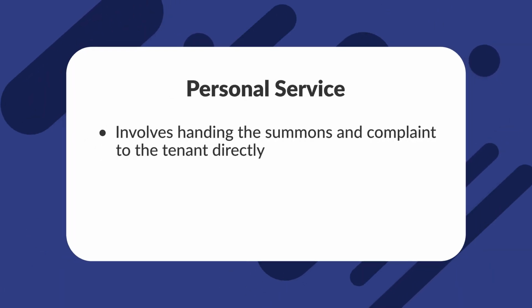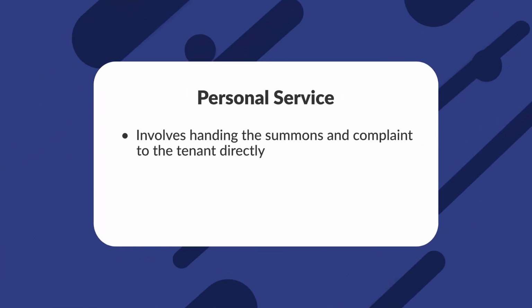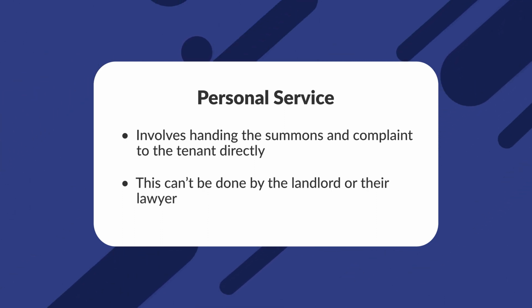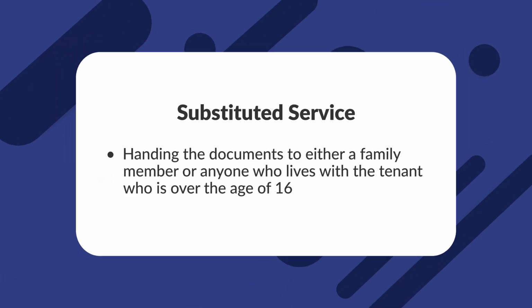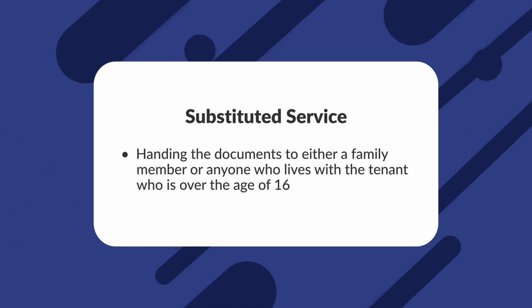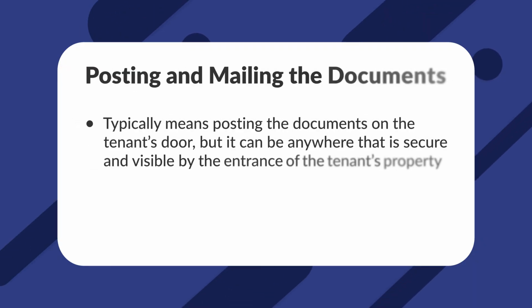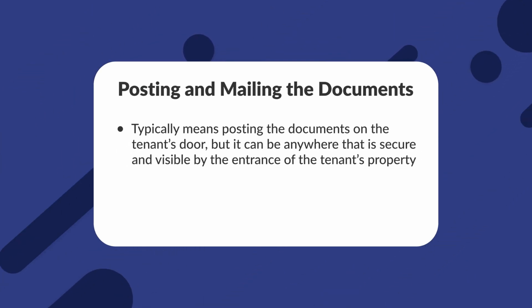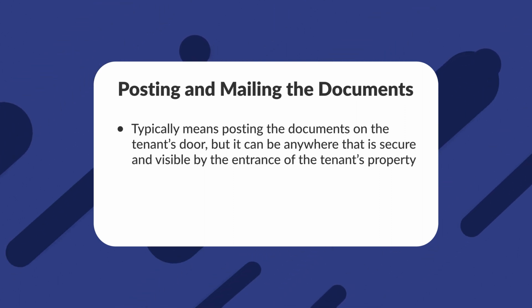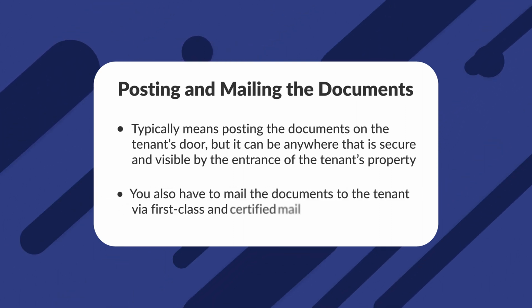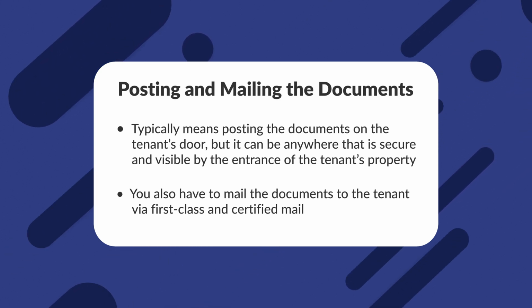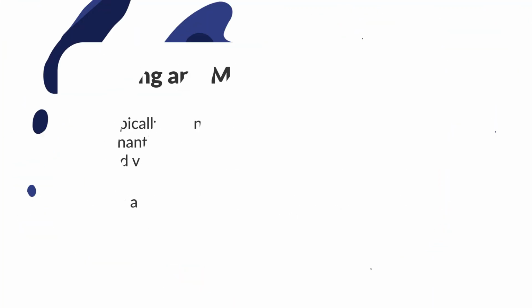Personal service, which involves handing the summons and complaint to the tenant directly. Just keep in mind that this can't be done by a landlord or their lawyer. If personal service isn't an option, you can go with substituted service. This means handing the documents to either a family member or anyone who lives with the tenant who is over 16 years of age. And if that doesn't work either, you can serve the tenant by posting and mailing the documents. This typically means posting the documents on the tenant's door, but it can be anywhere that is secure and visible by the tenant's entrance of their property. If you use this method, you also have to mail the documents to the tenant via first-class certified mail.